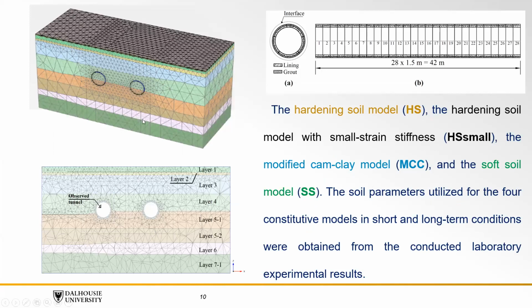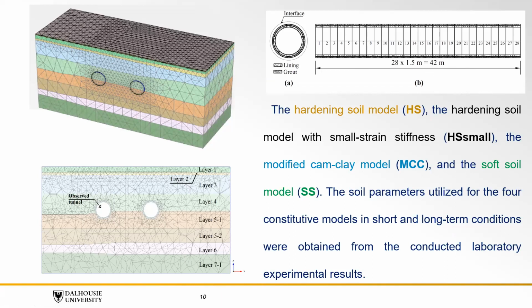Also, what we are showing here is the 3D mesh of the problem. We have several different layers, as we said before, and we modeled 42 meters of this tunnel in the third direction. Okay, so we use the hardening soil model.